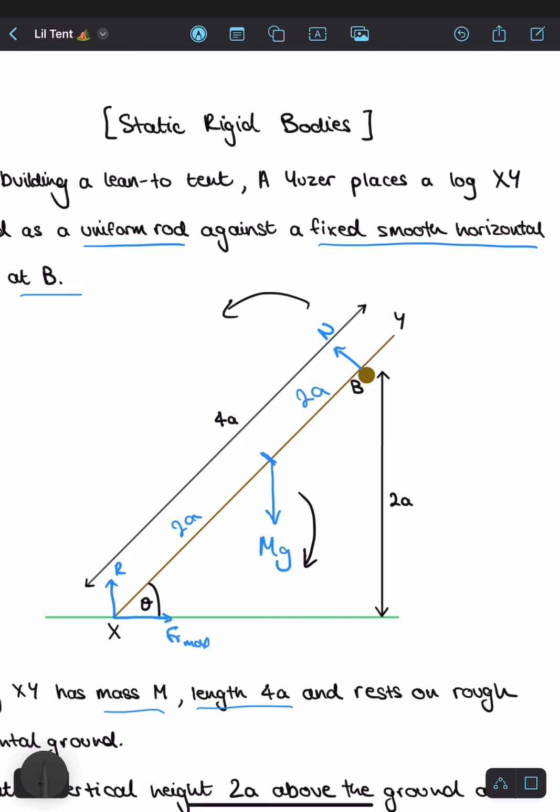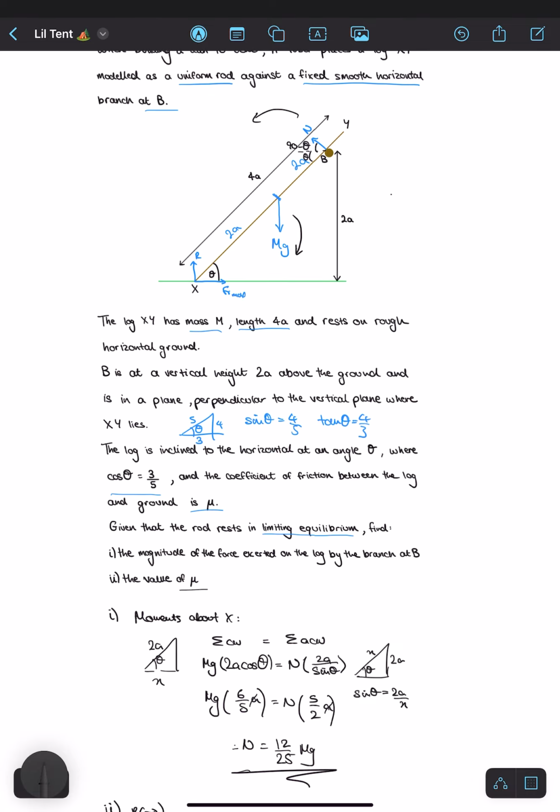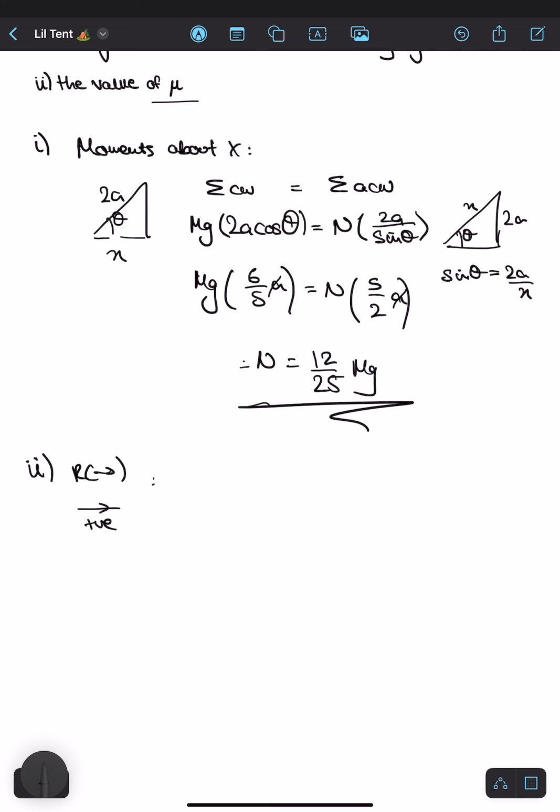So if I just add angles here, this would be theta. So this angle here would be 90 minus theta. So the horizontal component would be cos of 90 minus theta. So I have that mu R, which is the equation for friction, is equal to N cos 90 minus theta. I have N, but I don't know what R is. So to find R, I have to resolve upwards, and I'm going to take the upwards direction as positive.